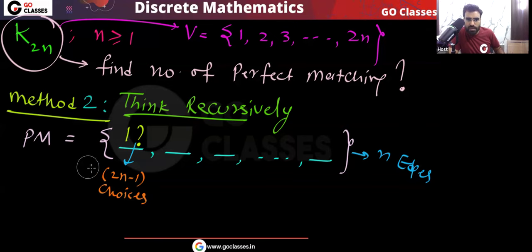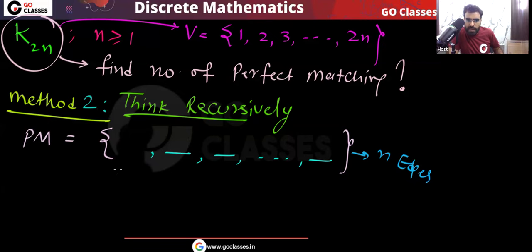Notice one thing. We already know that in a perfect matching, a total of n edges will be there, and the perfect matching should cover all the vertices. So vertex 1 also should be covered. With vertex 1, I need a partner. Basically, I need an edge which is incident on vertex 1. So just focus on this vertex 1.